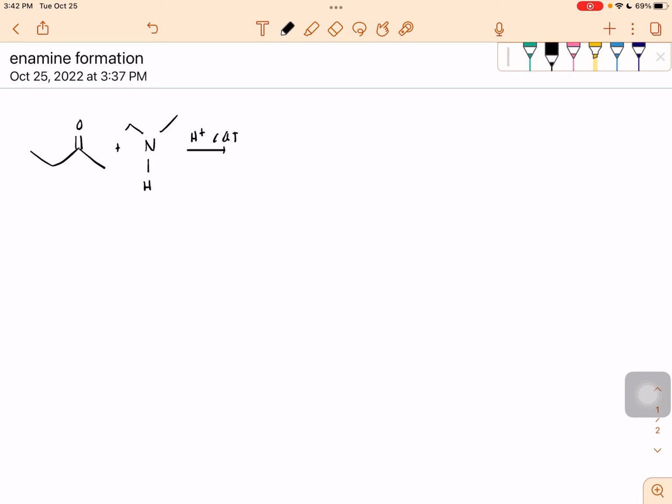And I like to think of this reaction in a kind of a funny way because this reaction low-key sucks. So this reaction is my enemy and I'm forming an enamine, lol.